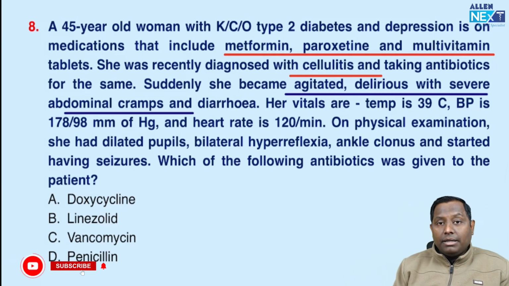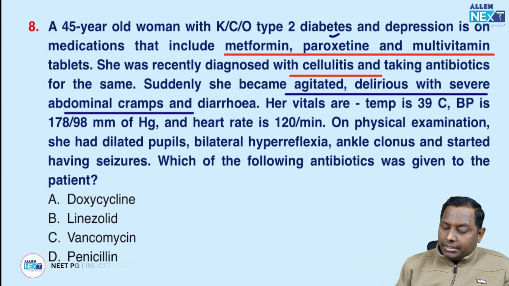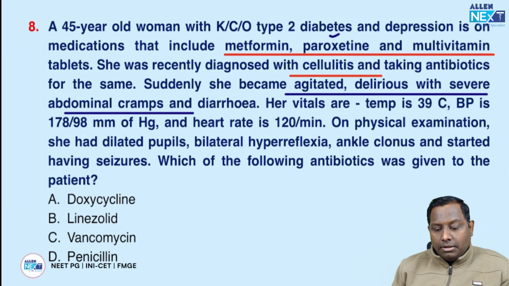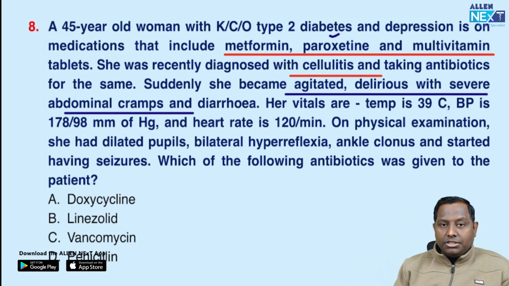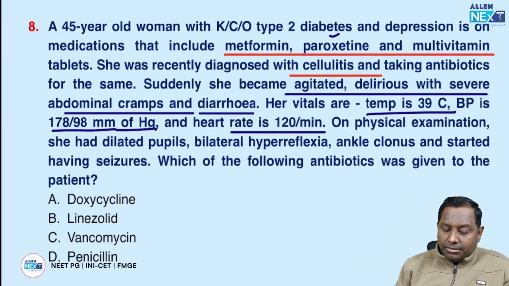Okay, so she is taking an antibiotic, and she is already on paroxetine and so on. She has taken some antibiotic and now she is having problems like agitation, delirium, severe abdominal cramps and diarrhea. Her vitals are temperature 39, BP on the higher side, heart rate also on the higher side. On physical examination, she has dilated pupils, bilateral hyperreflexia, ankle clonus and has started having seizures.